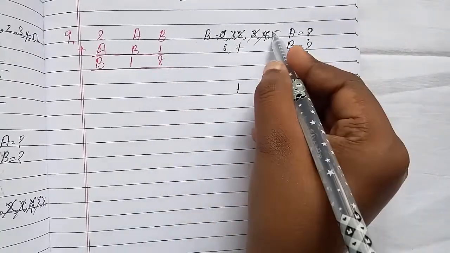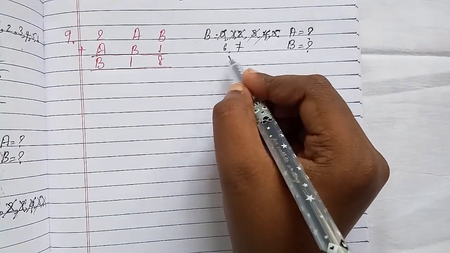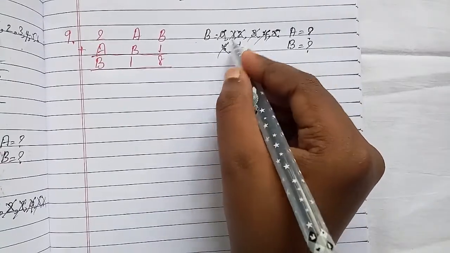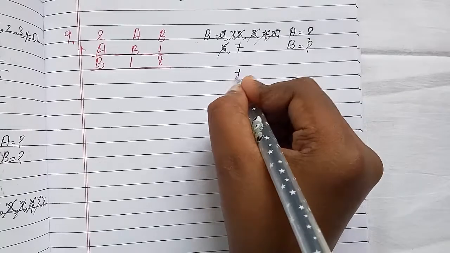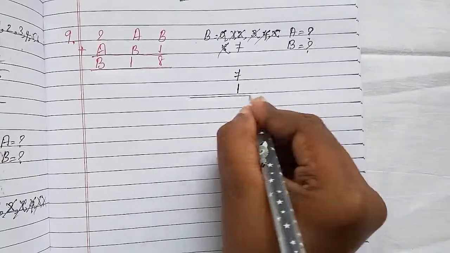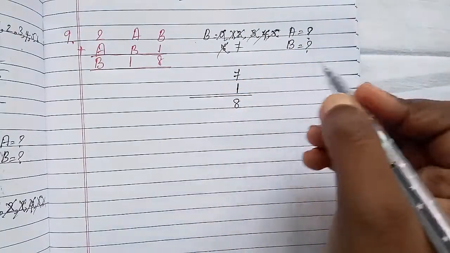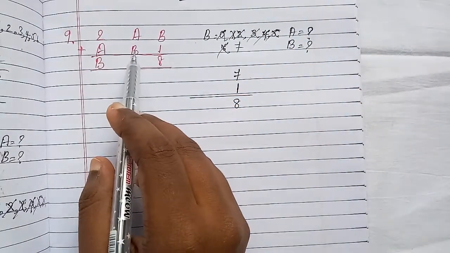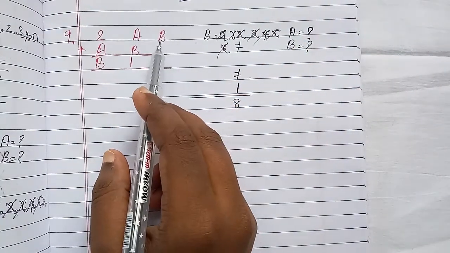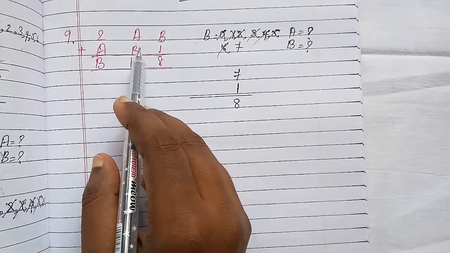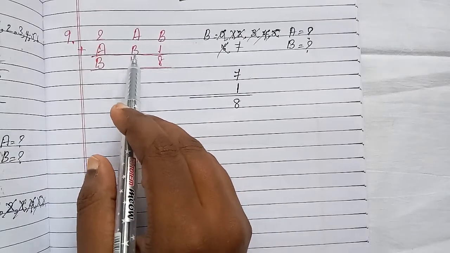5 plus 1 is 6. It's also invalid. 6 plus 1 is 7. It's also invalid. 7 plus 1 is 8. I will give the value of B is 7. 7 plus 1 is 8. See, in this case, we already know the value of B is 7. I will put the value of B is 7 in the place of B.